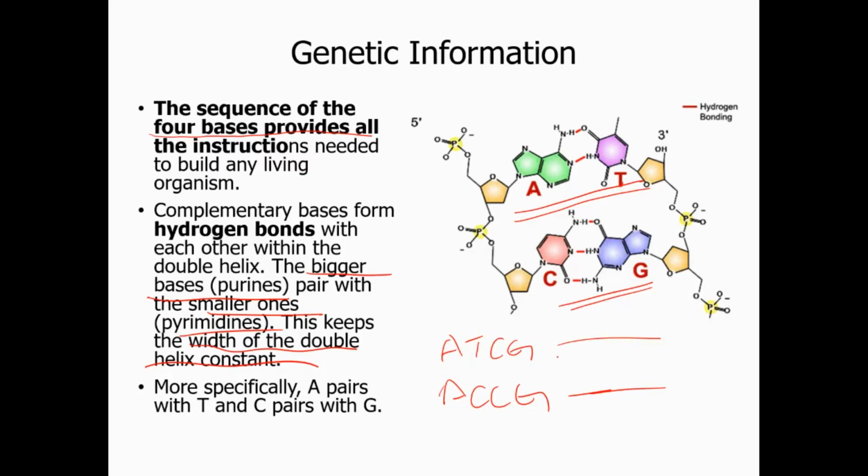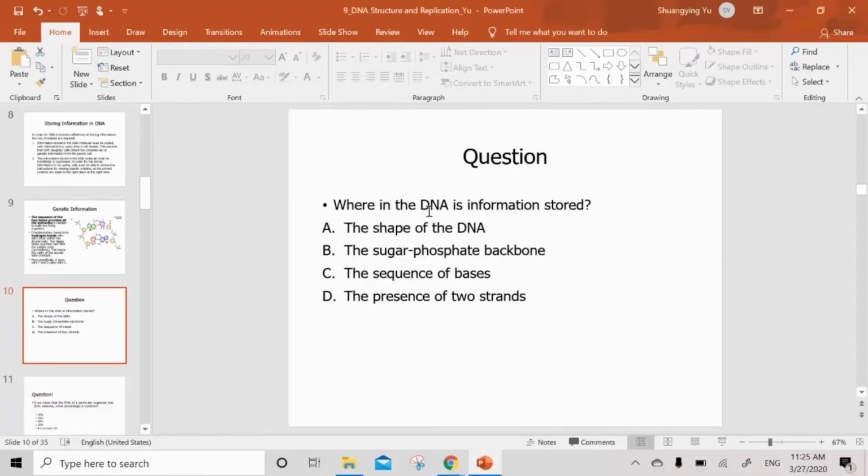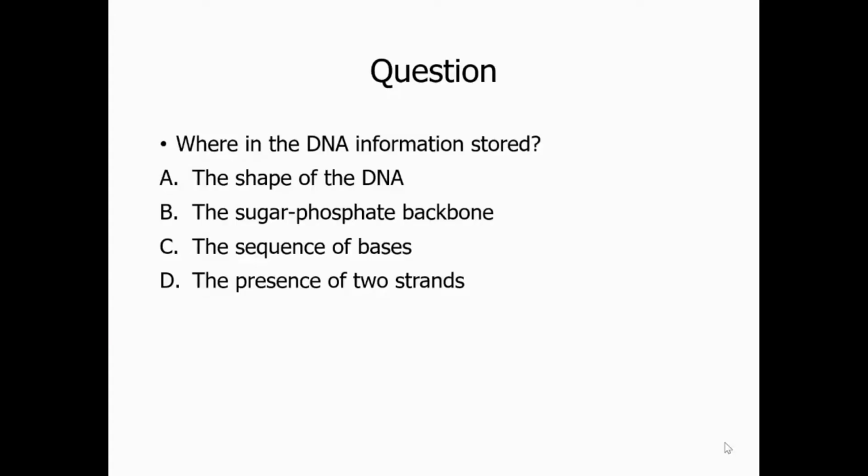All right, now this is super important. This really has to be carved in your mind. A pairs with T, and C pairs with G. Now I have a question for you. I have a typo here. It's really, where is the DNA information stored? So take a second. What's your answer? C, right? The sequence of bases.